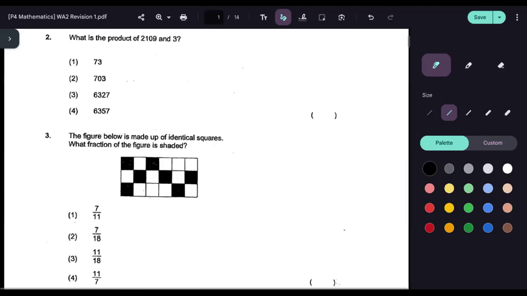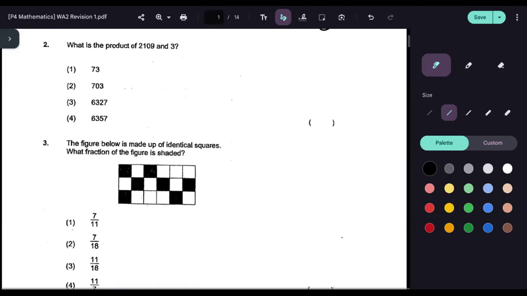Next, what is the product of 2109 and 3? This one is your simple multiplication. So you just do this. 9 times 3 is 27. Put a 2 here. 0 times 3 is 0. 0 plus 2 is 2. 1 times 3, 3. 2 times 3, 6. Answer 6327, which is answer number 3 as well.